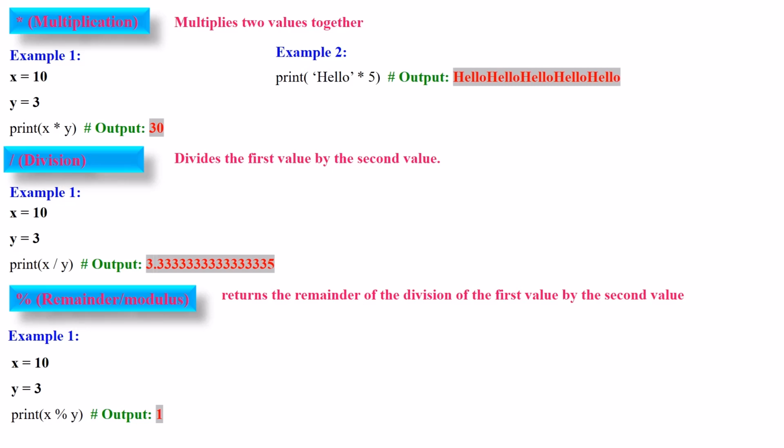The next arithmetic operator is remainder or modulus. It returns the remainder of the division of the first value by the second value. In example 1 of remainder or modulus, the expression x modulus y calculates the remainder when x is divided by y, resulting in 1. In this case, 10 divided by 3 equals 3 with a remainder of 1.